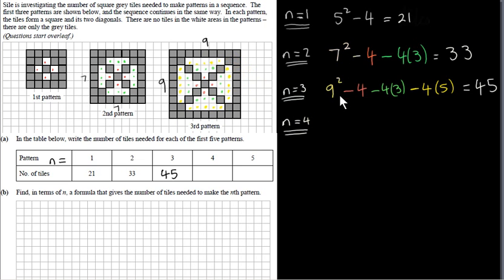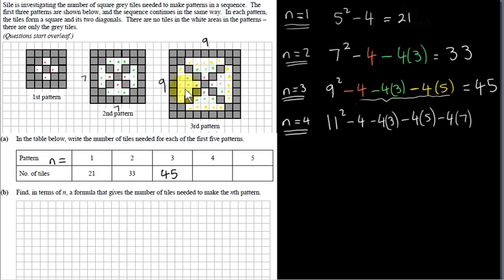Now, let's continue extrapolating this pattern. Notice here this is 5 squared, this is 7 squared, this is 9 squared. So the first term for an expression for n equals 4 is going to be 11 squared. Then we will have minus 4, then minus 4 times 3, then minus 4 times 5. Same as this here, but we're going to be subtracting out now another set which will be minus 4 by 7.